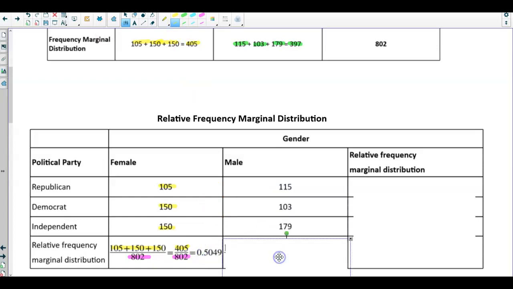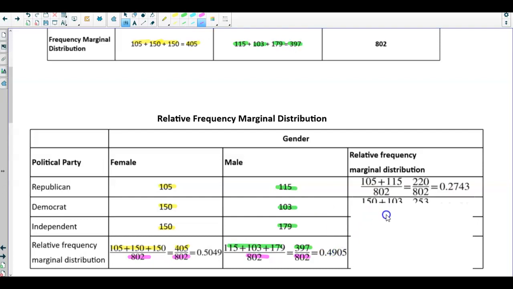Next, we're going to take the next column, 115, 103, 179. When we add those together, we get 397, divided by the table total will give us 0.4905. Now we're going to take a look at the rows. We're going to add 105 with 115, and we know that gives us 220. Dividing it by the table total gives us 0.2743.